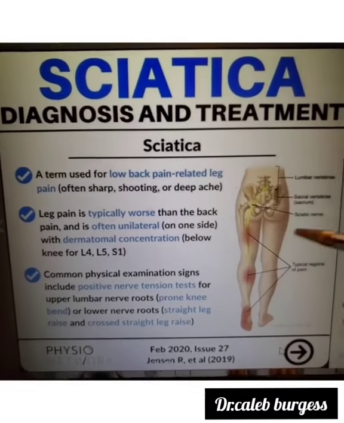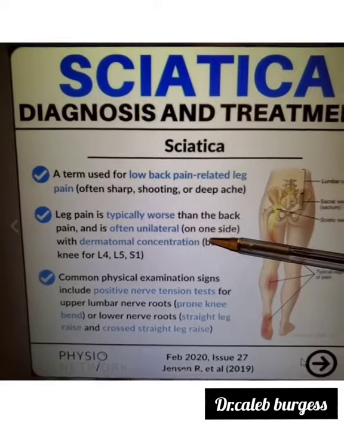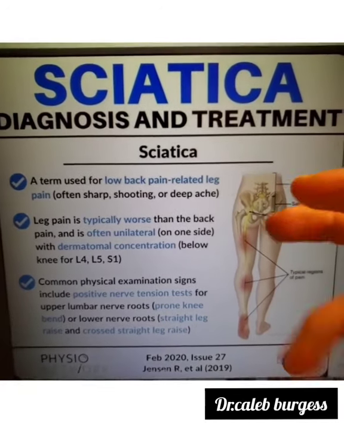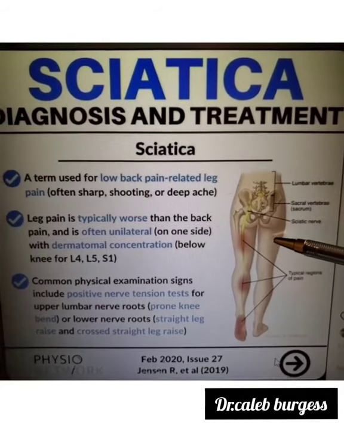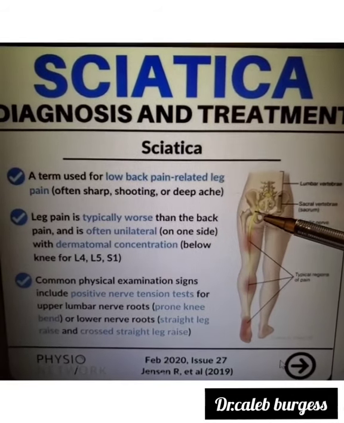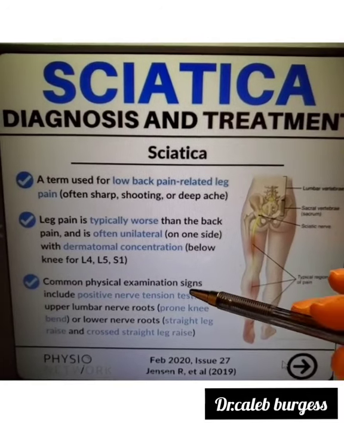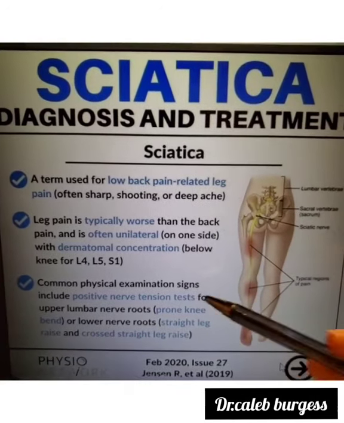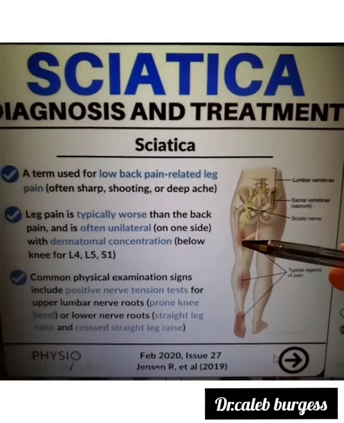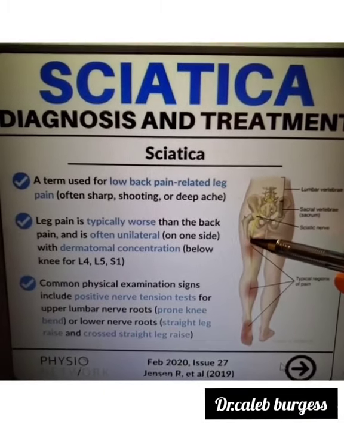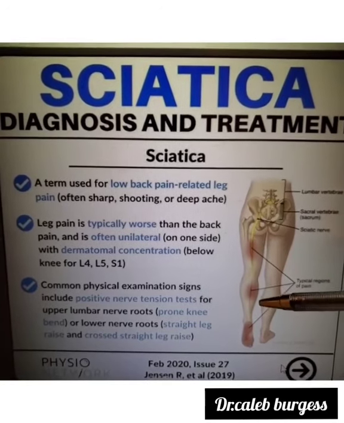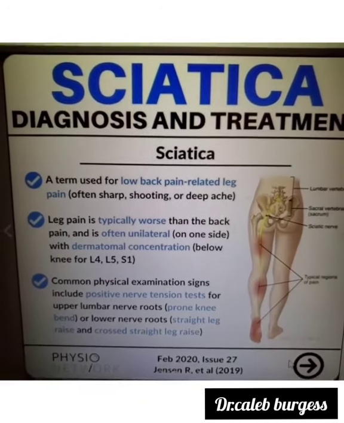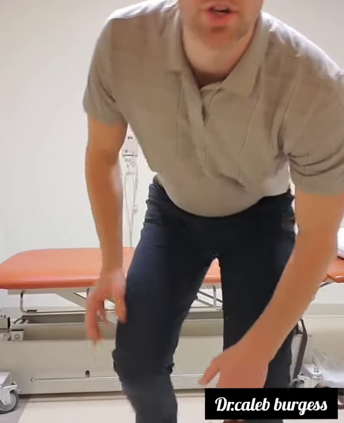Also on this slide it talks about that the pain is usually unilateral, or on one side. Most people with a sciatica diagnosis don't have pain on both legs, although it can happen, but it's usually more on one side. And then the other common finding we'll see is nerve tension tests, meaning when we put the nerves that come down the back of the leg, the sciatic nerve, on tension, those tests will cause some discomfort. The tests mentioned here in the post are the straight leg raise and the cross straight leg raise. Those are going to put tension on the sciatic nerve.